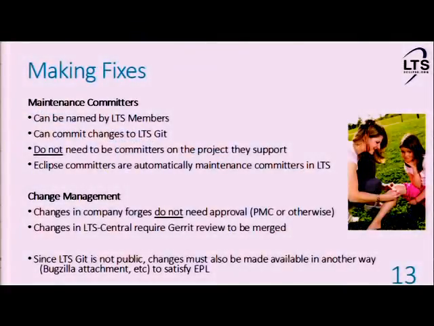So to make fixes, what you need is somebody with commit authority to make the changes in the project on the LTS side. On the community side, you need to be a full committer, which means you have proven yourself worthy of being a committer and convinced the team to let you in. On the LTS side, you just have to be an LTS member, having access to that, and you can declare yourself, or the organization that's a member can declare their own maintenance committers. So it's a much lower bar.